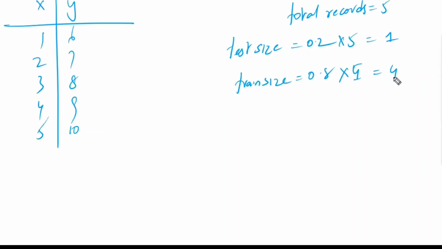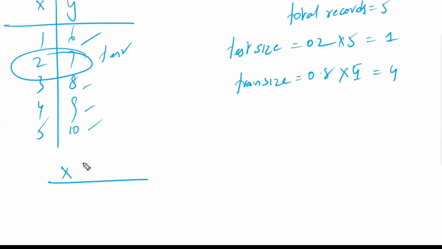You have to select any 4. Choice is yours. For example, I am selecting these four for training and this one for testing. Whatever the 4 records are, 1, 3, 4, 5, this is called X train. Now, what is X test? The balance, 2. This is X test.